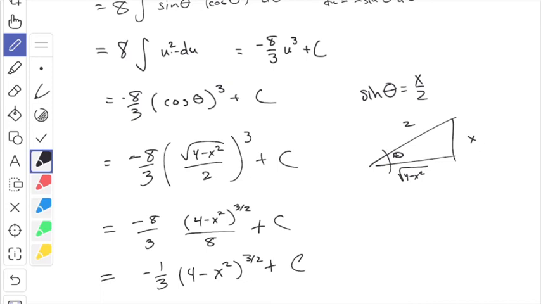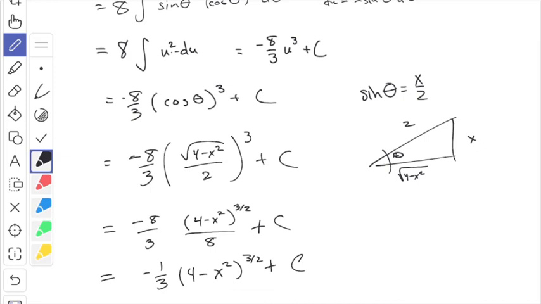Like I said, there is another type of trig substitution that they talk about in the book, and I figured this is enough for me. All right? I hope you are of the same mind.